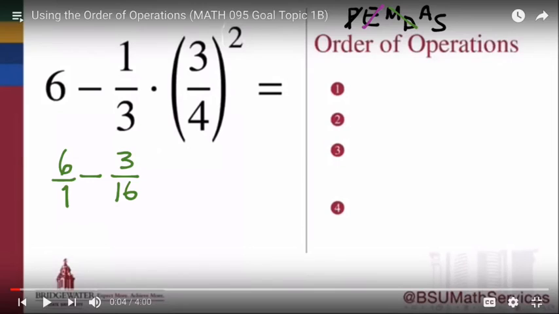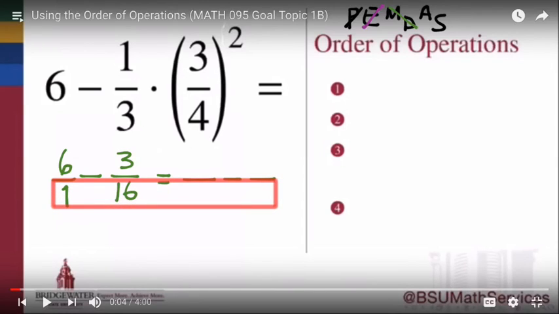So I need to find a denominator that both can be a multiple of 1 and also a multiple of 16. What's a number which is both a multiple of 1 and a multiple of 16 that I can use for a common denominator? Yeah, 16. Again, one of the ways we can do this is always just to multiply the two denominators that we started with together.